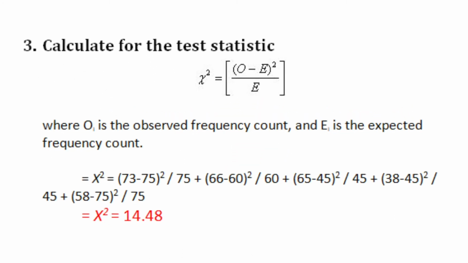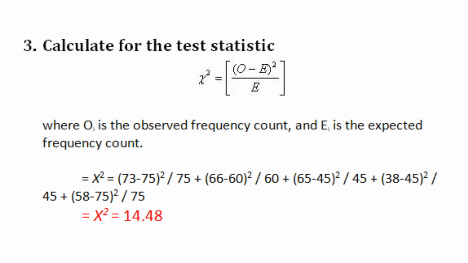Our third step is to calculate for the test statistic. The formula for this is x squared equals the summation of (O minus E) squared divided by E, where O is the observed frequency count and E is the expected frequency count.